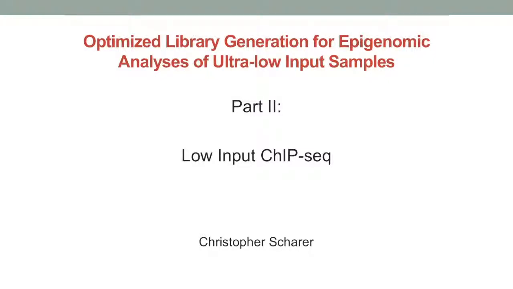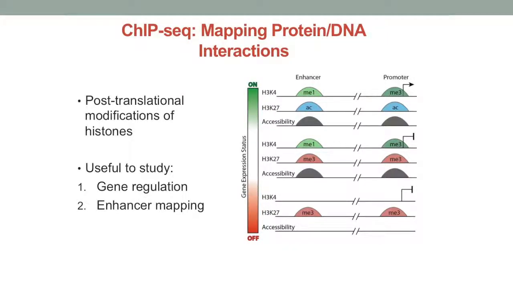Right, so we're going to change gears a little bit and talk about work we've done looking at low-input ChIP-seq. ChIP-seq is a technology for mapping protein-DNA interactions, such as the post-translational modifications of histones. It can be useful for studying both gene regulation and finding regulatory elements, such as enhancers. Different elements in the genome, such as promoters and enhancers, are marked by different combinations of post-translational histone modifications. The unique combination of these marks can tell you whether a gene is typically on or off or in an in-between state.